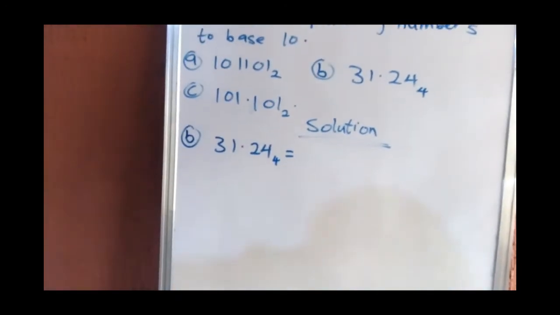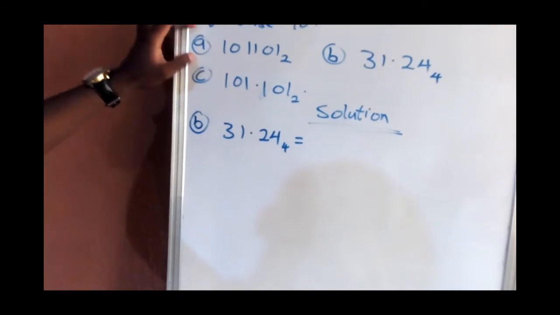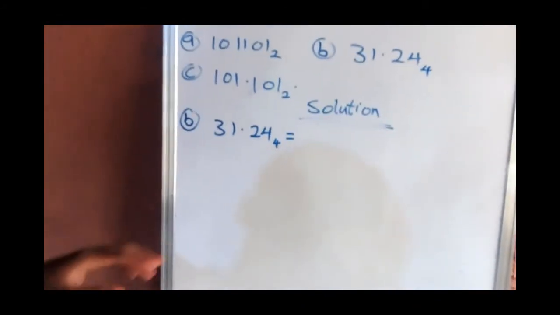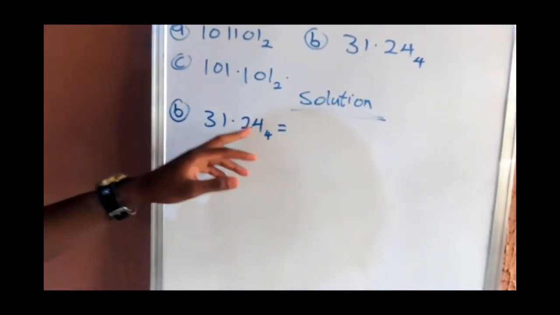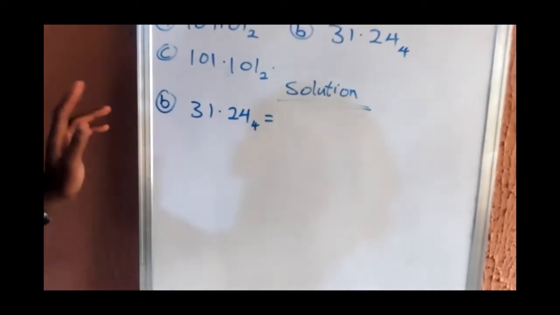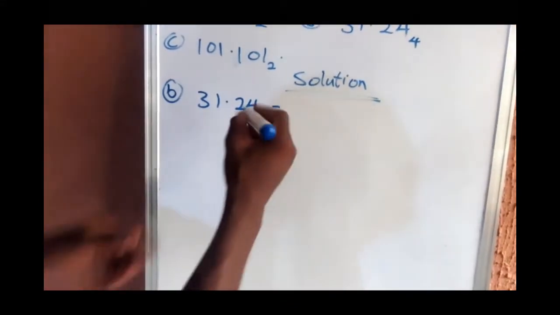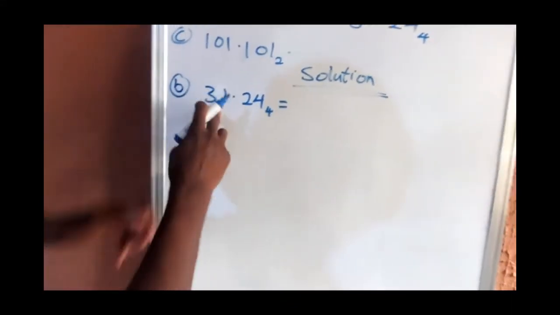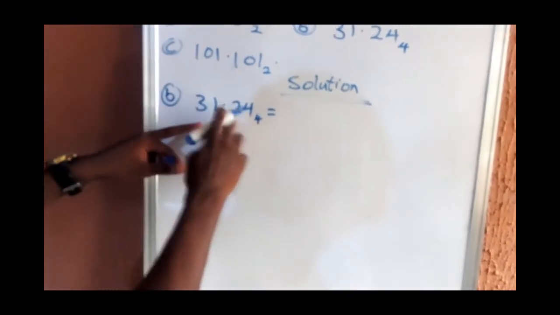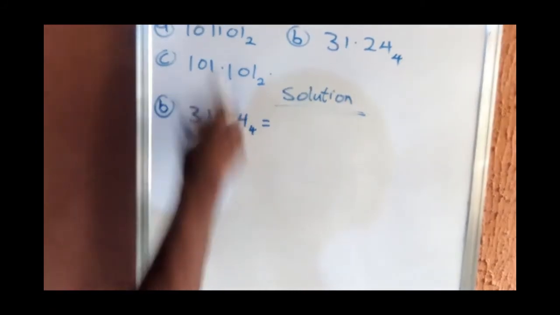So question B. I want to believe you understand how I solved question A. So I want to go to question B now. 31.24 base 4. So how do we solve this? From my key point 2, I said that the power of this will always be an integer, while the power of this will be a negative integer. This is a positive integer, this will give me a negative integer as a power.